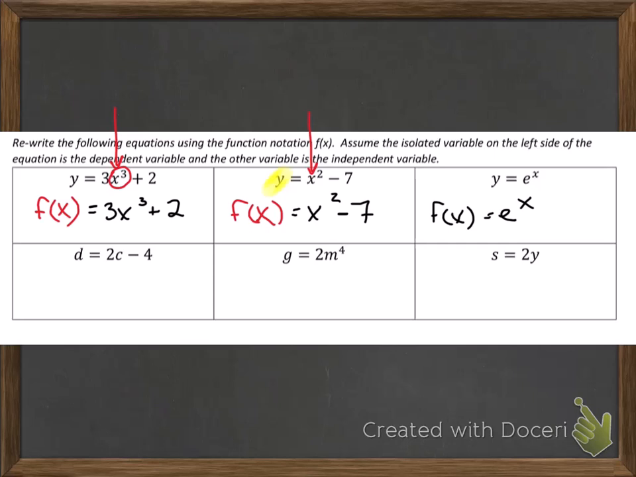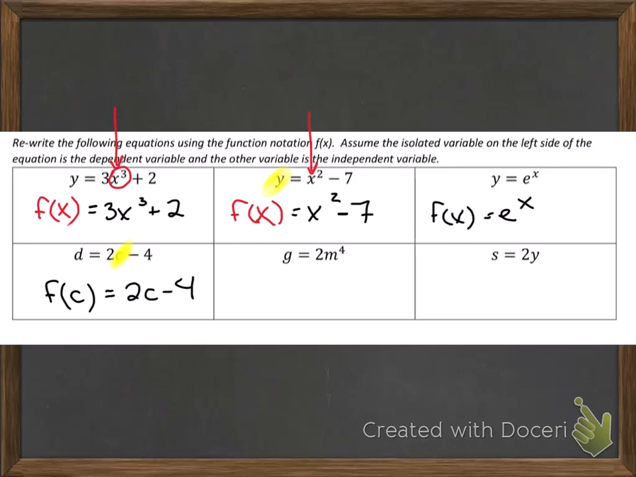What about d equals 2c minus 4? Well, we have to assume that this variable is the dependent variable because that's what the directions ask us to do. So we're going to replace d with f of something. But what is our independent variable? Well, as you can see, our independent variable is the variable on the other side of the equation. In this case, it is c. So we're not going to write f of x because we don't have x. We have a c. So we say f of c is equal to 2c minus 4. Pause the video and see if you can do the last 2 examples. Then unpause it to see if you are correct.